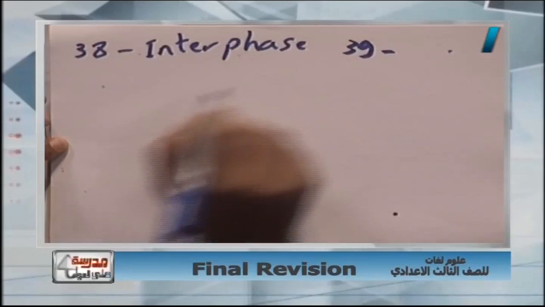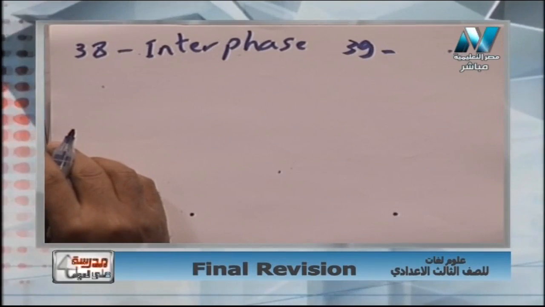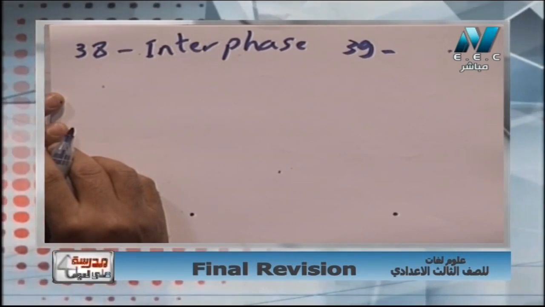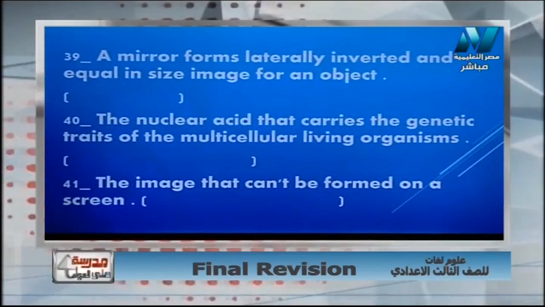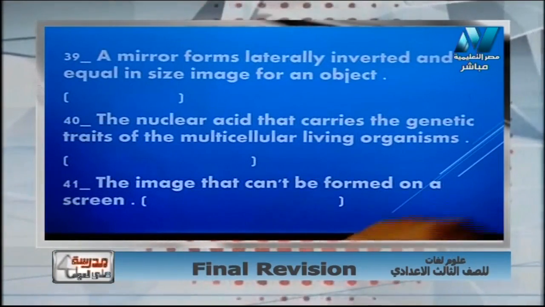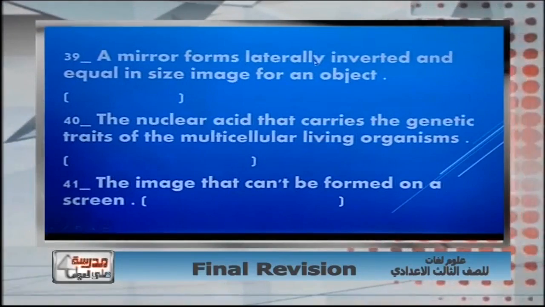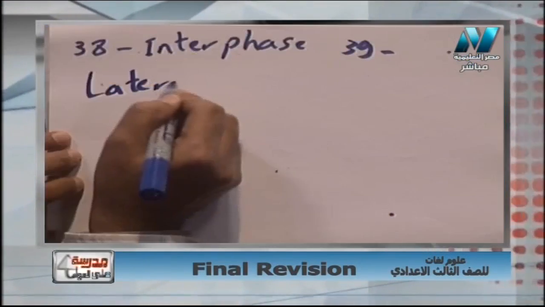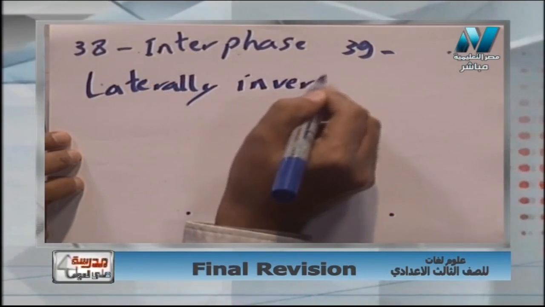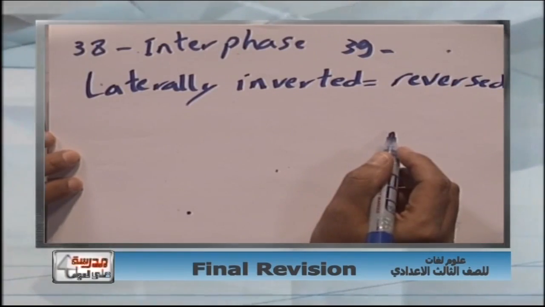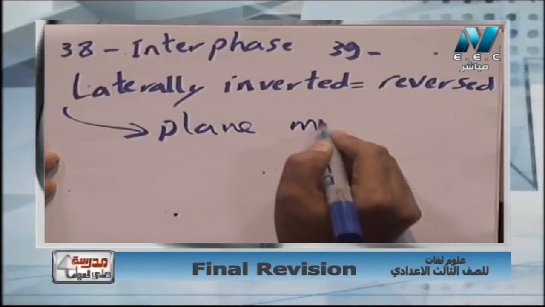A mirror. How many types of mirror? Plane, concave and convex. A mirror forms literally inverted and equal in size image. It's very obvious, very clear from the word literally. Literally inverted means reversed. We have one type only of mirrors that form a literally inverted or reversed image. It is plane mirror.